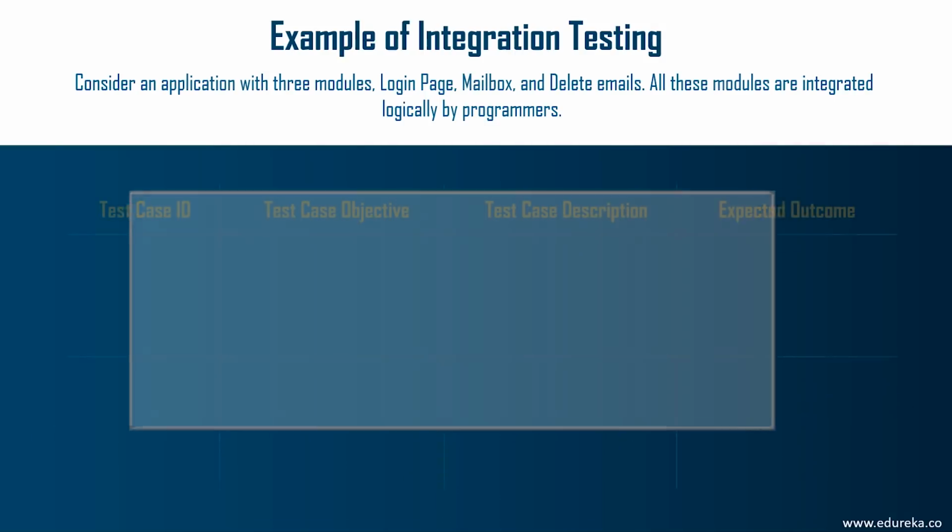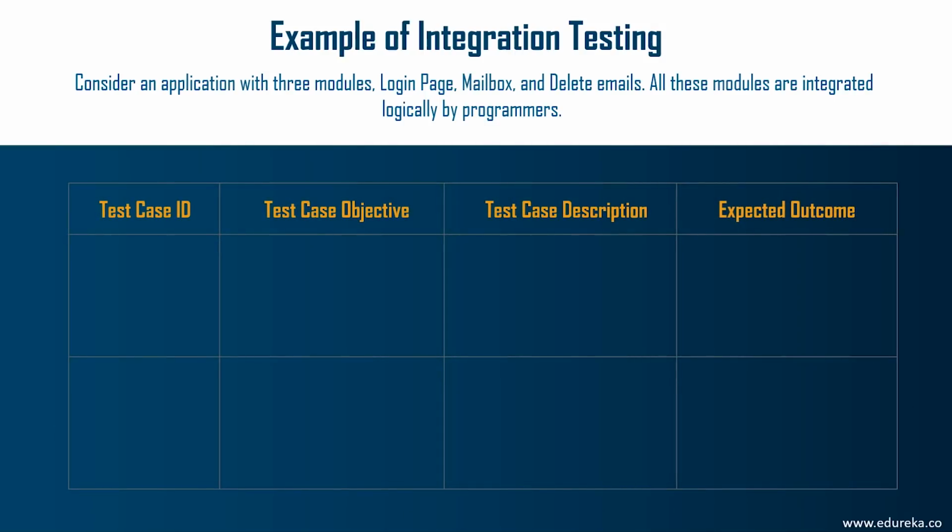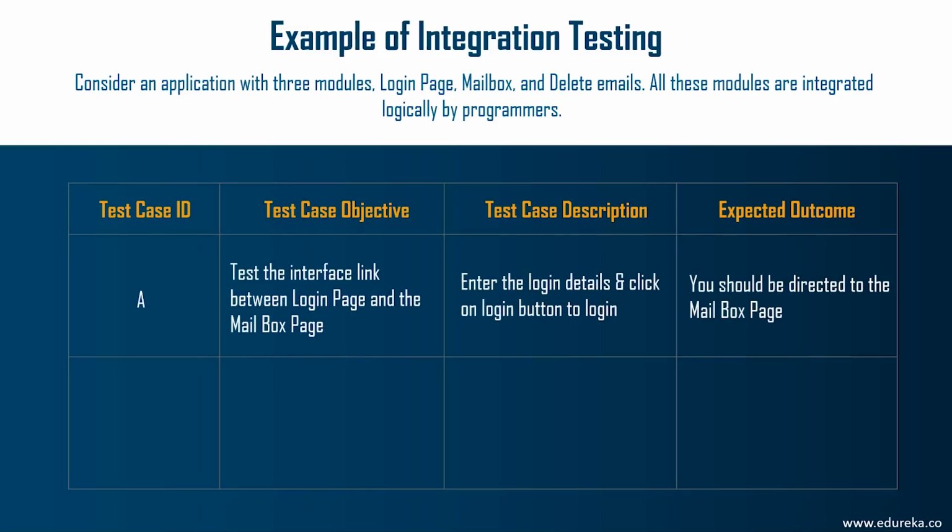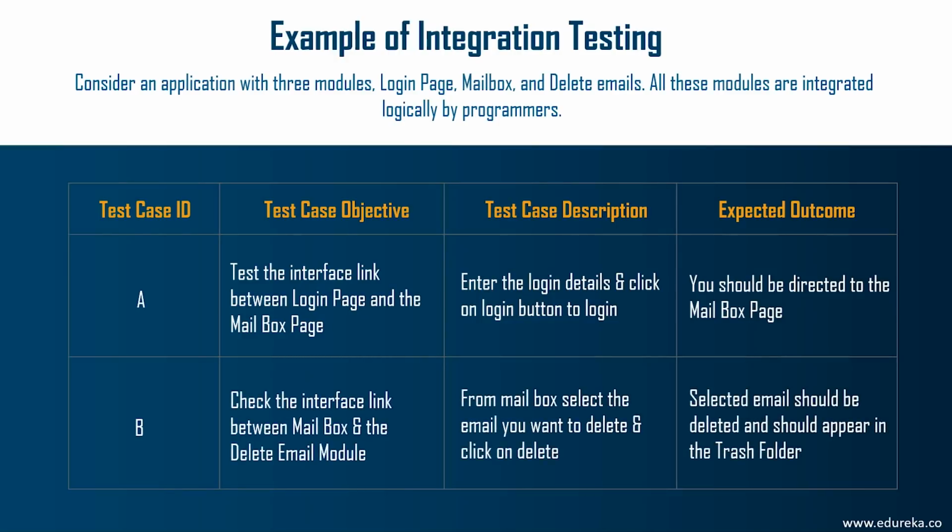So let's go ahead and take a look at the test cases. The first test case objective here is to test the interface link between the login page module and the mailbox page module. So the description: you enter the login details and you click on the login button. As soon as you do that, you should be taken to the mail page. If that's happened, it means that the interface link between your login page as well as the mail page is working properly.